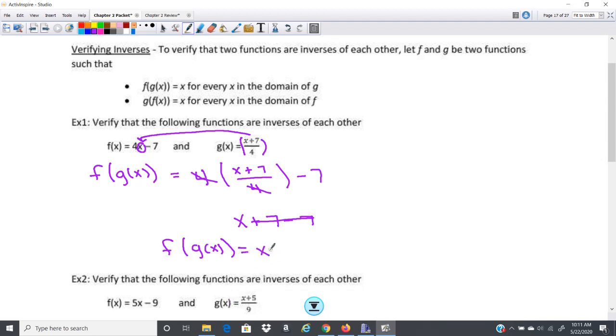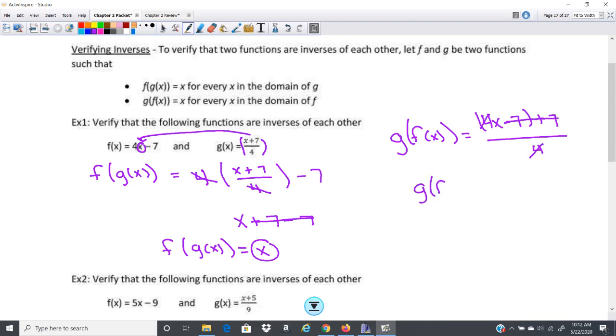Now I want to do g of f of x. So f of x would go in here. You have x plus 7, so for that x, you would put 4x minus 7, and then you have plus 7 over 4. In here, the minus 7 plus 7 cancels out. 4 and 4 cancel out. So g of f of x is also x, which means that these two are inverses.